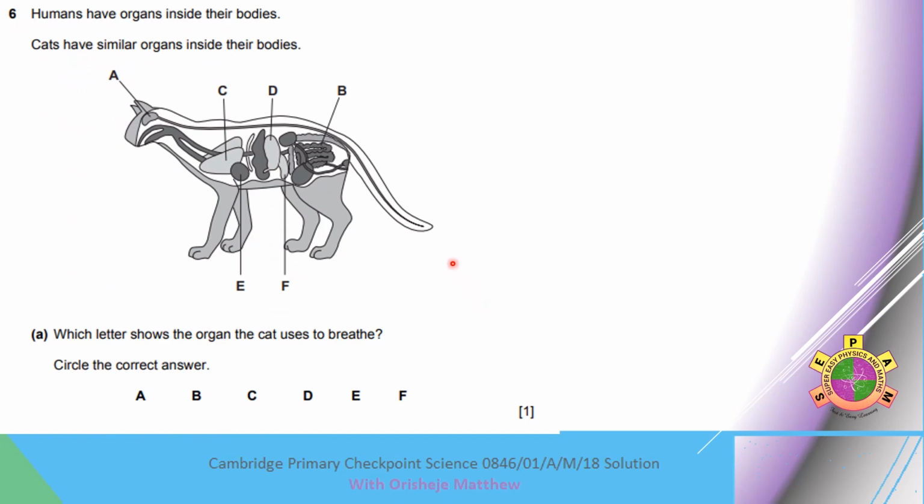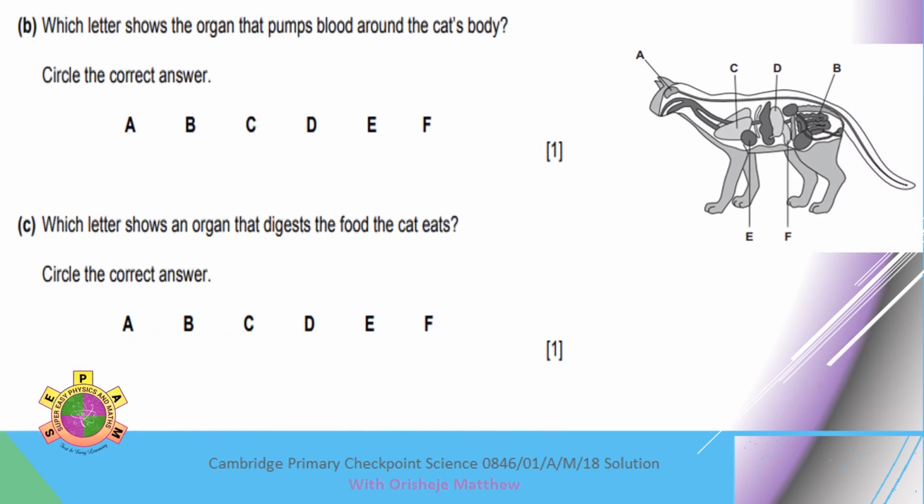Question 6. Human organs inside the body. A cat has similar organs inside its body. Which letter shows the organ that the cat uses to breathe? So we talk about the lungs. So let's label. Which letter shows the organ that pumps blood? That is the heart.